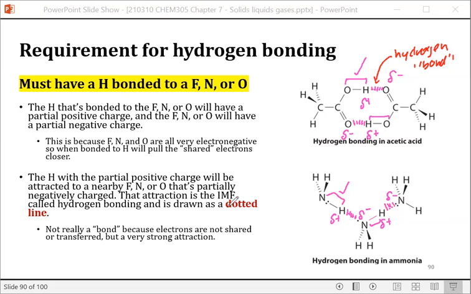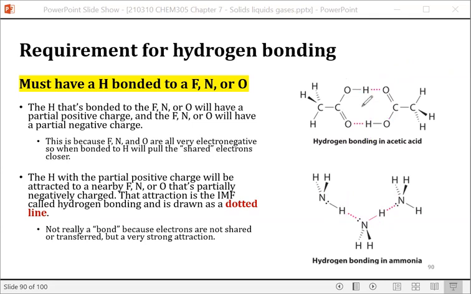Just a note, we draw hydrogen bonds with a dotted line because they're not really a bond. The electrons aren't being shared or transferred between the atoms involved in a hydrogen bond, there's just a really strong attraction. So I kind of put bond in parentheses here. We call it hydrogen bonding, but we don't draw it as a straight line because it's not an actual chemical bond where electrons have been transferred or where electrons are being shared. It's just a very strong attraction between hydrogen and another electronegative atom.